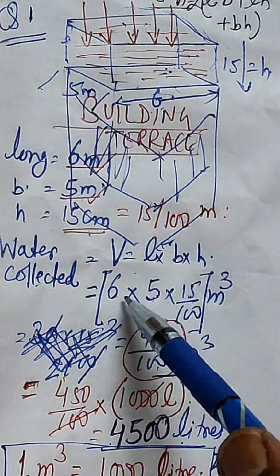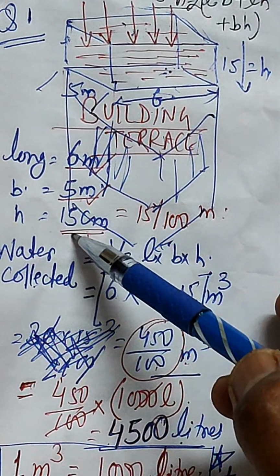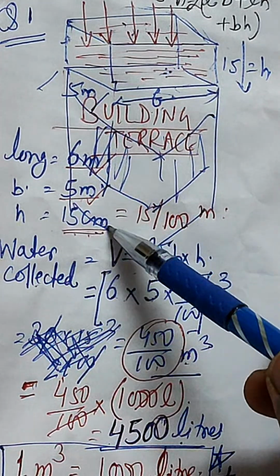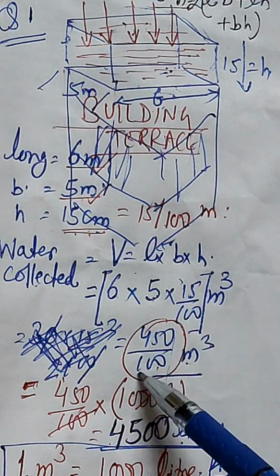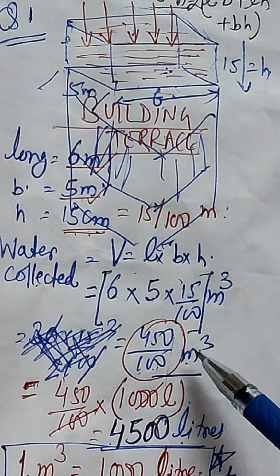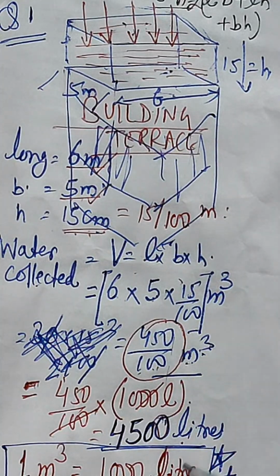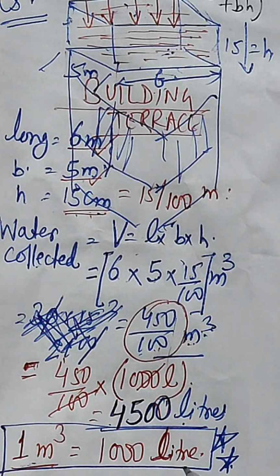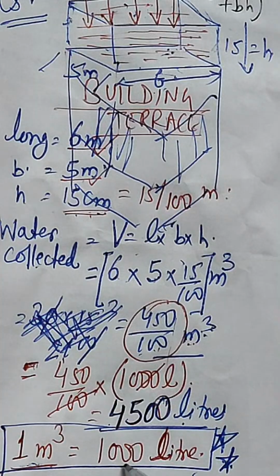We just put up the value, but you can see its length is in meter, breadth is in meter, but height is in centimeter. Okay, so that's why convert this centimeter into meter. And on calculation we get 450 by 100 meter cube of volume. But how will meter cube be converted into liter? Just remember this formula. 1 meter cube is 1000 liter. Just remember it. That's why I marked it with a star. 1 meter cube equal to 1000 liter.